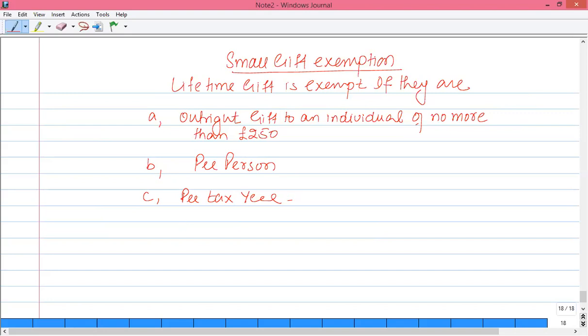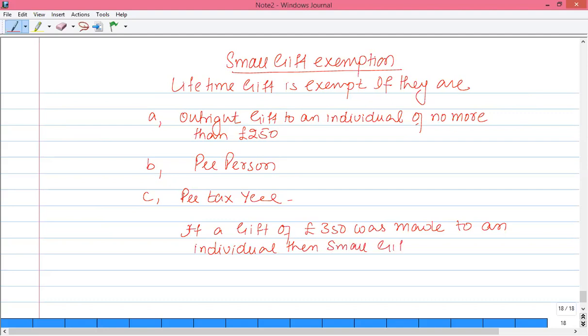So that means that if a gift of 350 was made to an individual, then small gift exemption is not applicable. An entire gift is taxable.